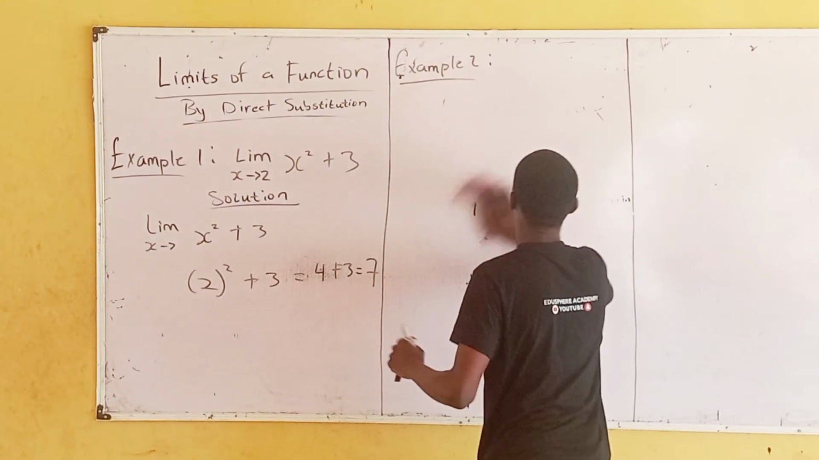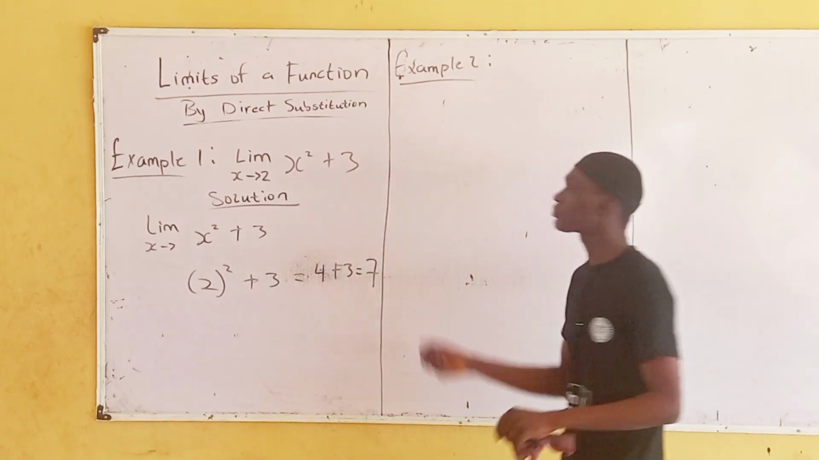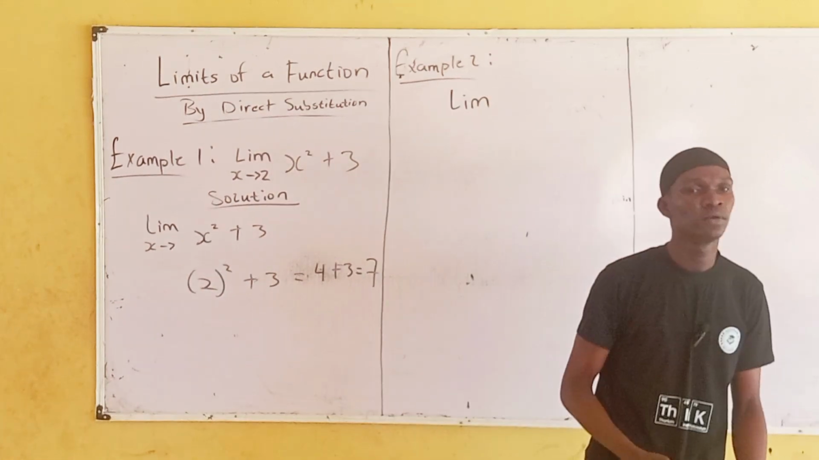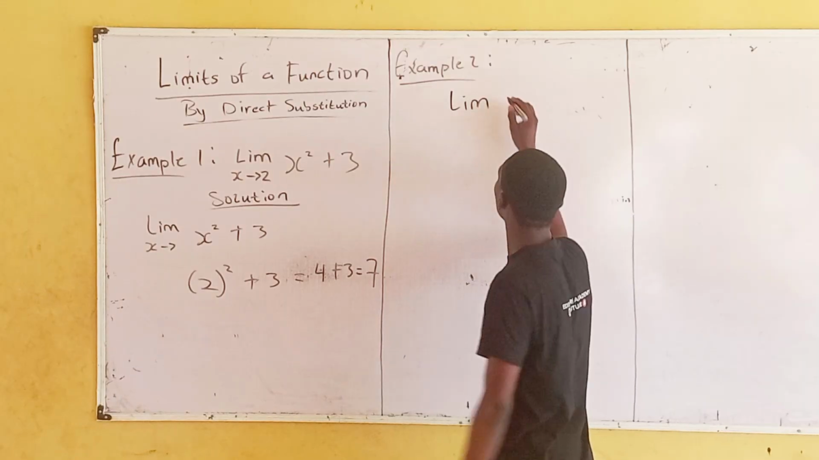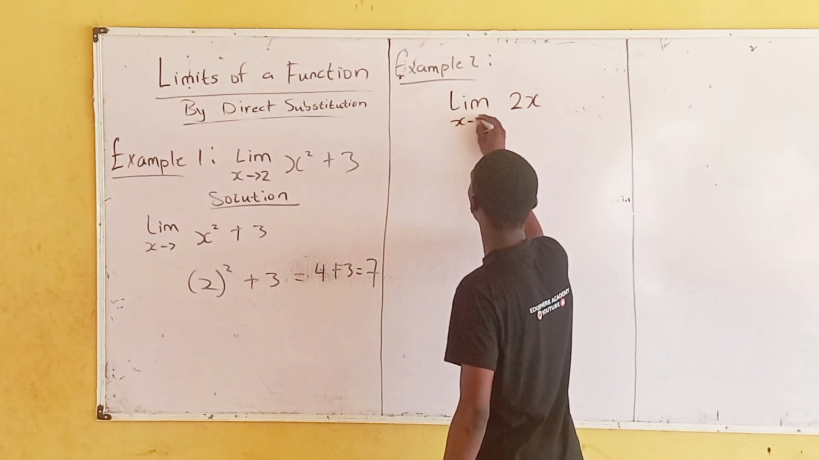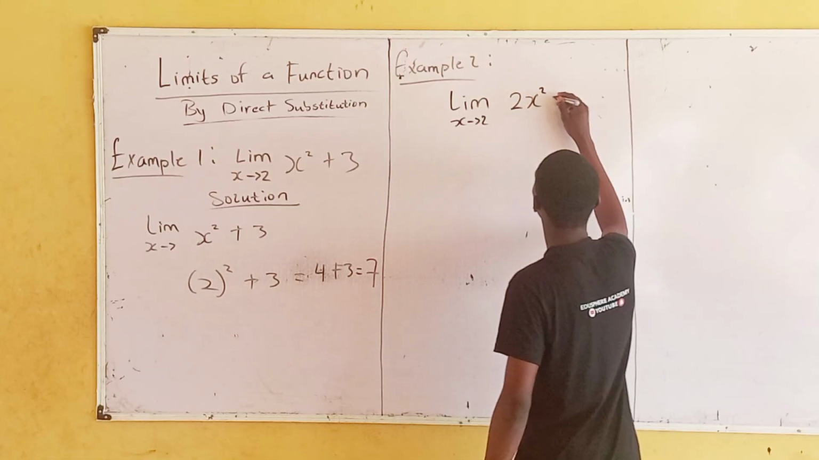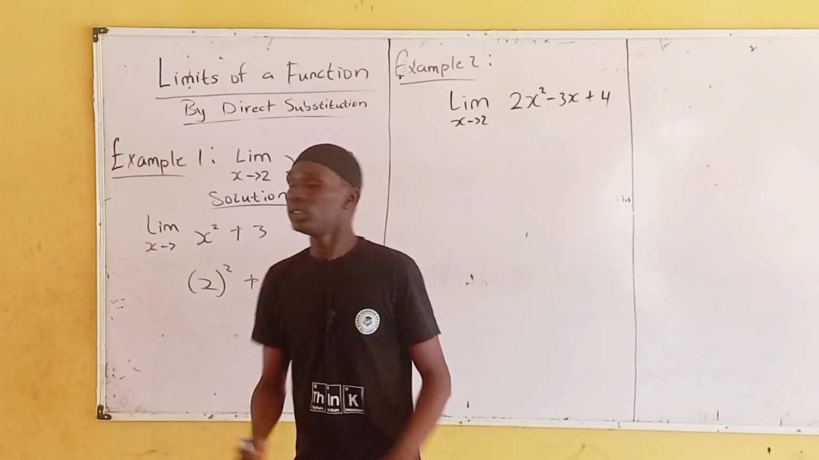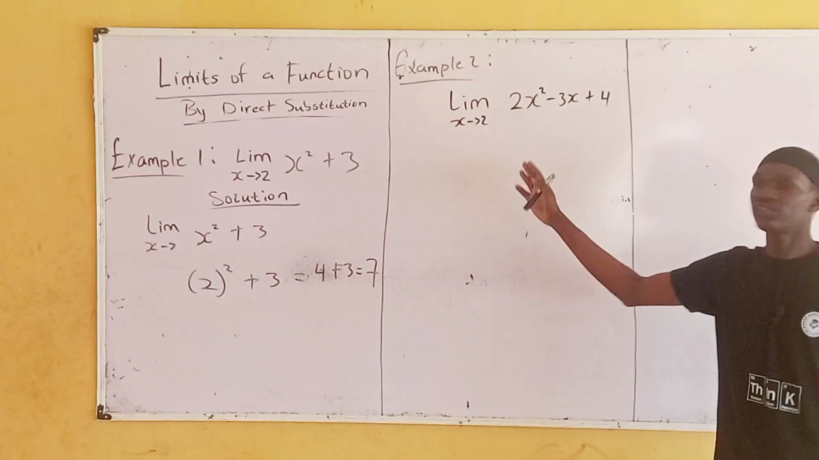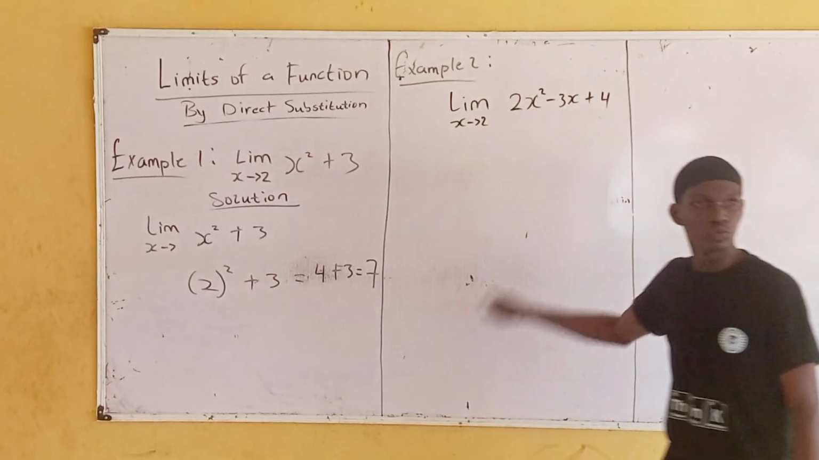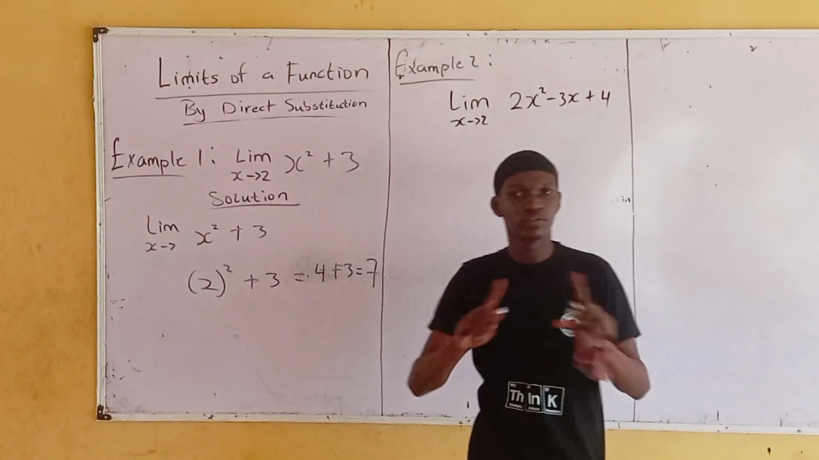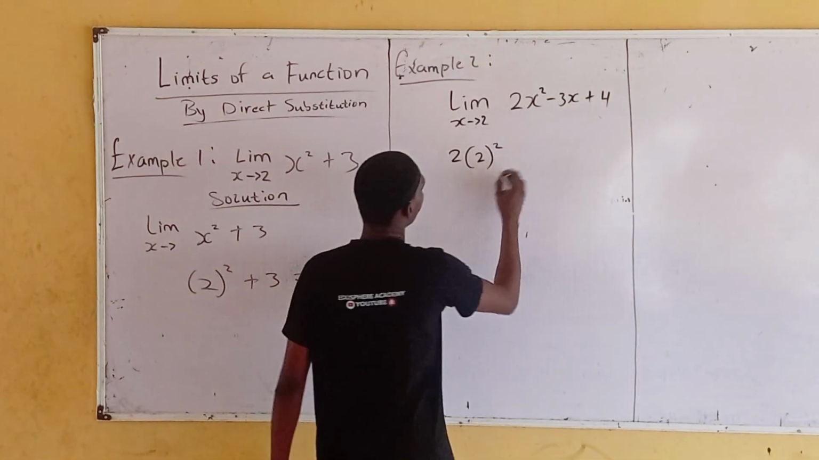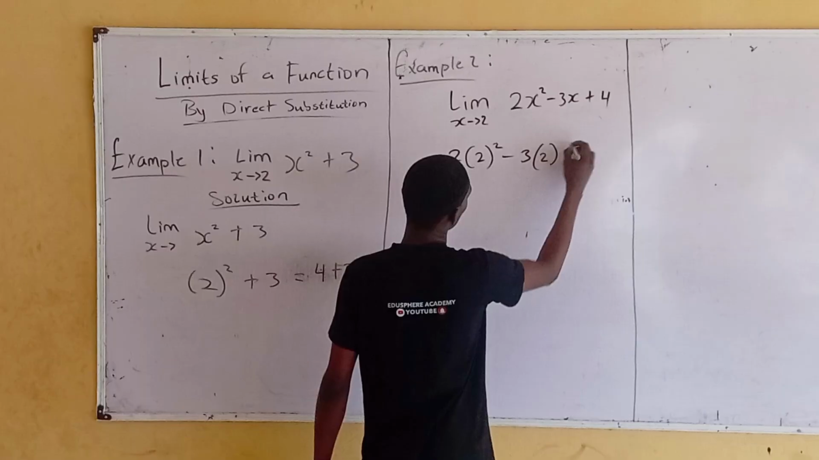So now, example 2. Example 2 says lim x tends to 2, 2x squared minus 3x plus 4. So same thing applies here. You just substitute 2 into the given function. It's still the same thing, right? So that's 2 open bracket 2 square, minus 3 open bracket 2, plus 4.